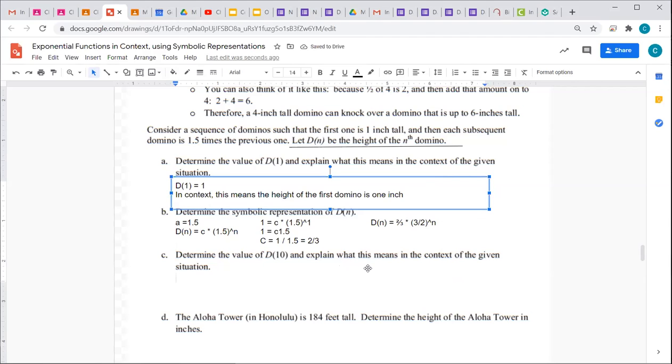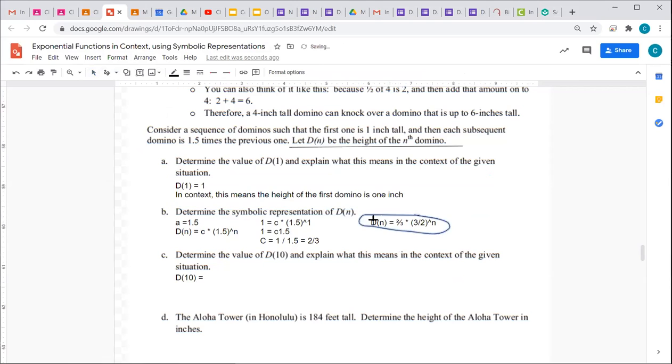Next, determine d of 10. Explain what that means in the context of this situation. So now that we have the symbolic representation, we can find d of 10. How? We take the symbolic representation over here. This value is very important. This is our answer. And we just plug in 10 for n.